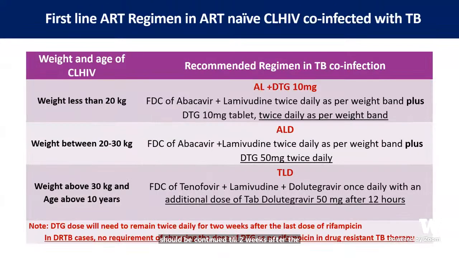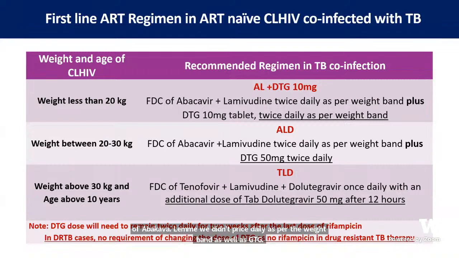Now, the first line ART regimen with TB here: weight less than 20 kgs, fixed dose combination of abacavir lamivudine twice daily as per the weight band, plus DTG 10 milligram twice daily as per the weight band. For children between 20 to 30 kgs, fixed dose combination of abacavir lamivudine twice daily as per the weight band, as well as DTG 50 milligram tablet twice daily.